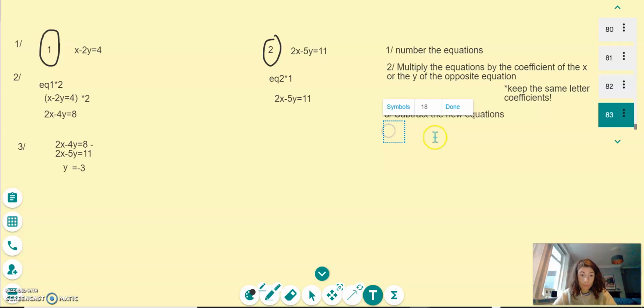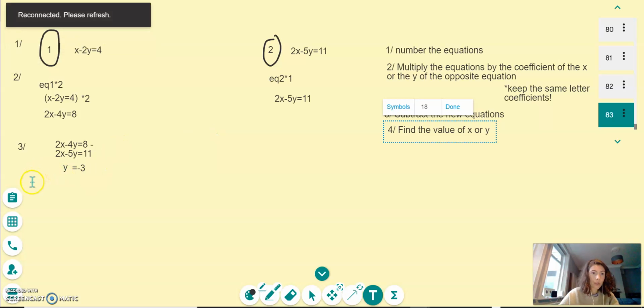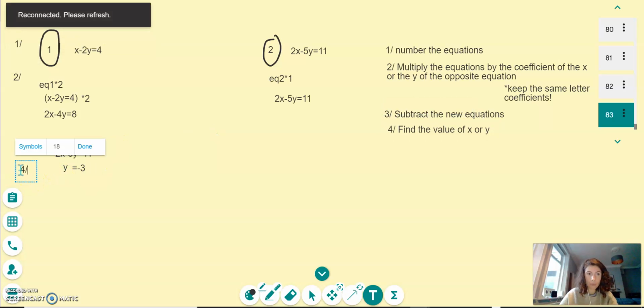So step number 4 is to find the value of x or y. And in this case, there's nothing else we need to do because we have y equals minus 3. In some cases, it might be that you have 2y equals minus 3 or 3y equals minus 3. And in that case, you would have to divide the whole thing by whatever was in front of the y in order to get the y by itself. That's step 4 there.